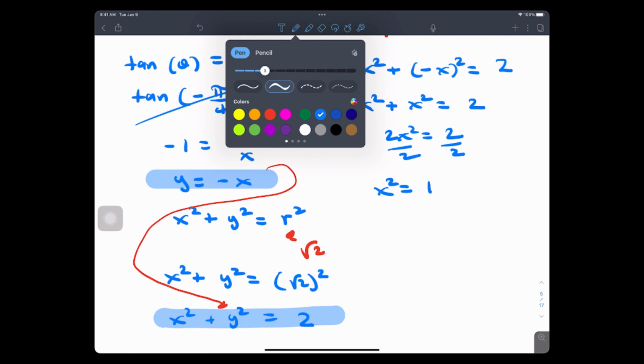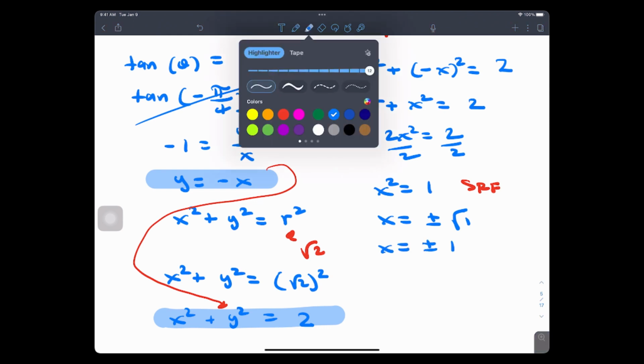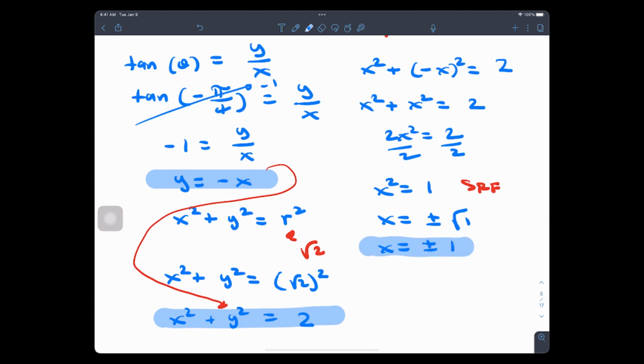So you say, what do I use now here again? Use your square root formula. So x will be plus or minus square root of 1. We just know the square root of 1 is 1. So we have the plus or minus answers here for x.